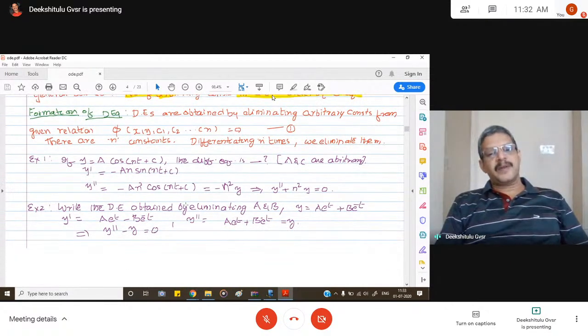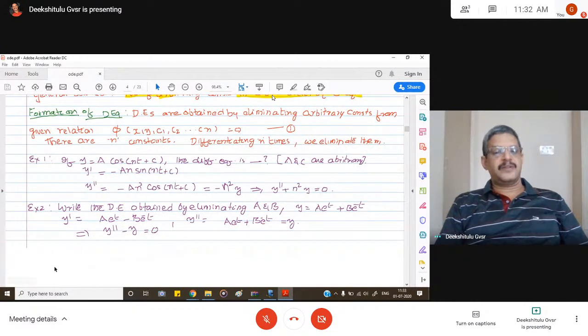Write the differential equation obtained by eliminating a and b from this equation. Again, a and b are two constants. To eliminate these two constants, we need to differentiate twice. So y dash is equal to a e power t, and the derivative of the second term is minus b e power minus t. Again if you differentiate, y double dash is equal to a e power t plus b e power minus t. But a e power t plus b e power minus t is nothing but y. So y double dash is equal to y. y double dash minus y is equal to 0 is the differential equation.